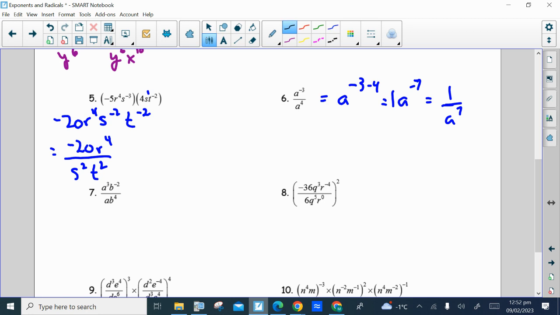Okay. Question 7. Divide the a's, divide the b's. What do we do to the exponents when we divide the a's, Brooklyn? So it'll be 3 take away 1, a squared. When you divide the b's, you subtract the exponents. Negative 2 take away 4 is negative 6.